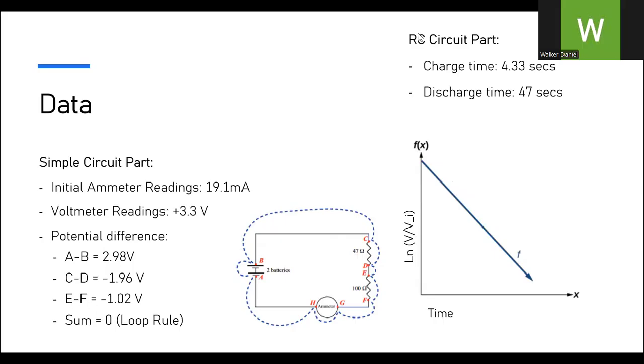And then for the RC circuit part, we can see that the charge time for the lights was 4.33 seconds and the discharge time was 4.7 seconds. And here's a little graph, and you can see it's downward sloping.